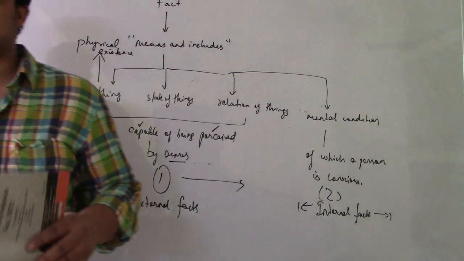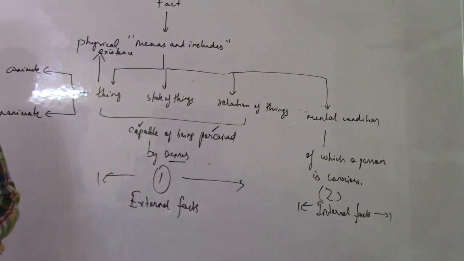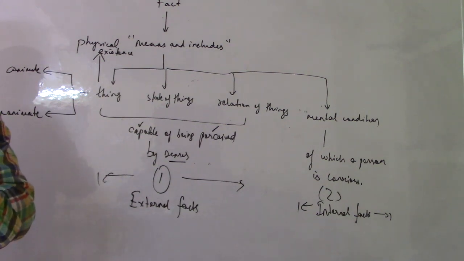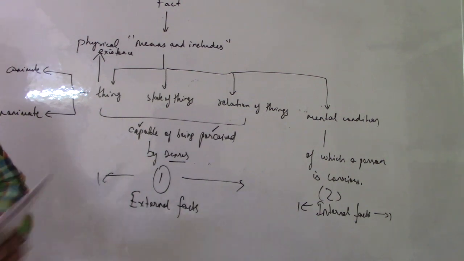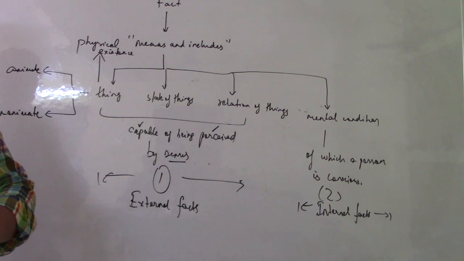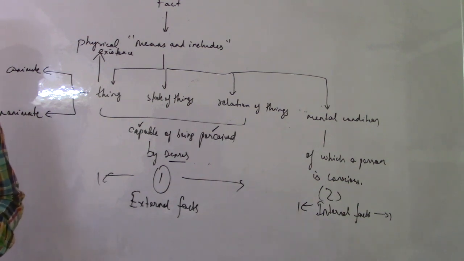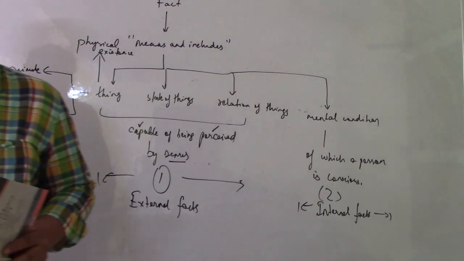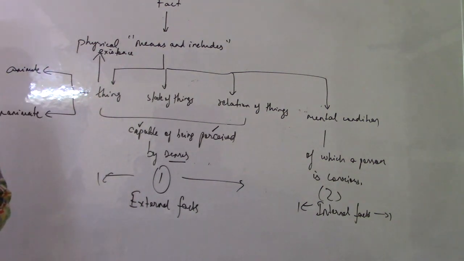Now, when a man says certain words, you listen to it, that is an external fact. The fact that he said certain words. But with what meaning he said those words is something that you cannot know. He could have used a particular set of words in a particular sense. So that is something that only he knows. And therefore, it is a mental condition of which the person is conscious. With this example, you can clearly see the difference between an internal and external fact.